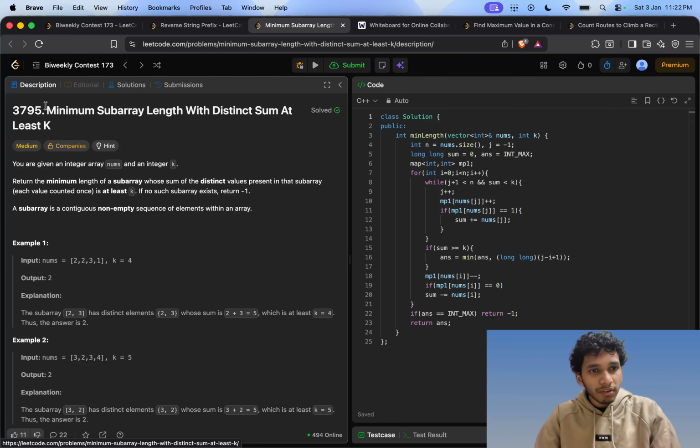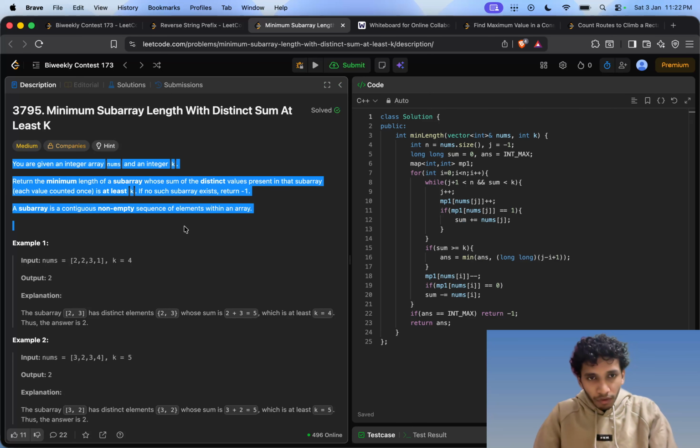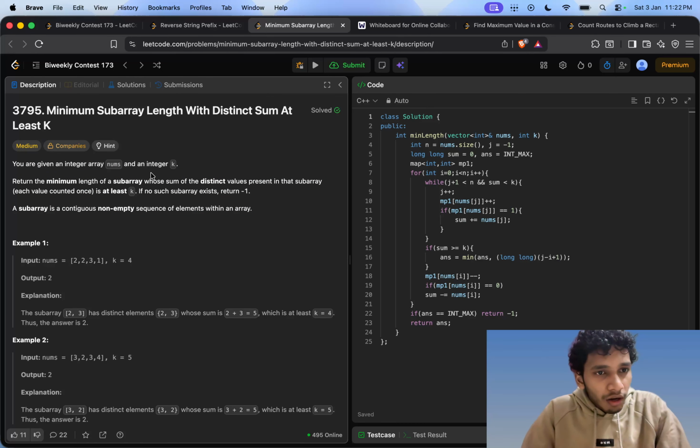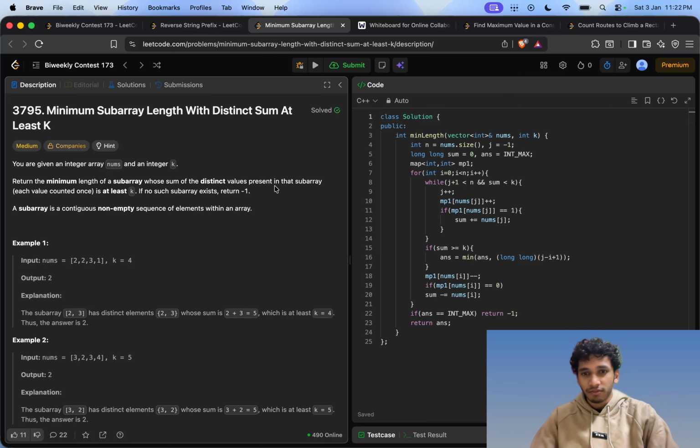So this problem is a variation of that particular problem. So it is very much recommended that you solve that problem after watching this video or attempting this problem, because I will be explaining that problem as well. So that is recommended. So what does the problem say? You are given an integer array nums and an integer k. Return the minimum length of a subarray whose sum of distinct values present in subarray is at least k. If no such subarray exists, return -1.